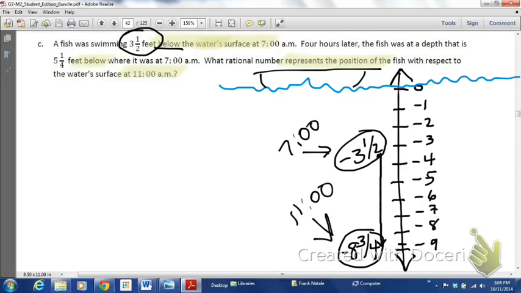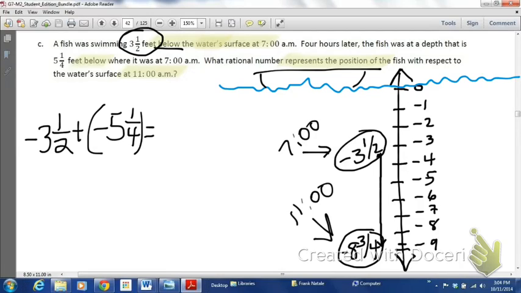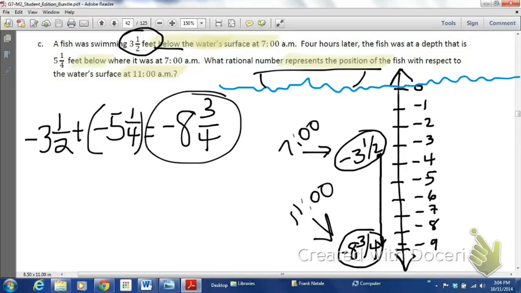Okay, and as an equation, that would be negative 3 1/2, because that's where it started, and then we're going to be the sum of that and another negative 5 1/4. Okay, and that, of course, adding two negatives is going to give you a negative, and that's going to be negative 8 3/4. Okay, so this fish is now at this point, 11 a.m., 8 3/4 feet below the water's surface.